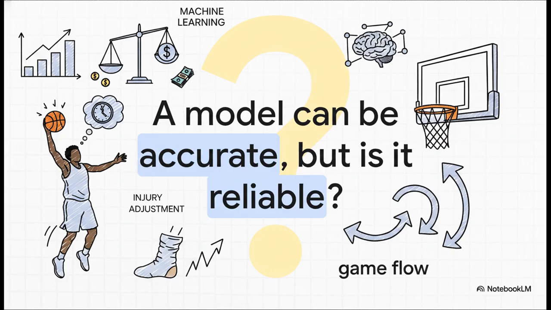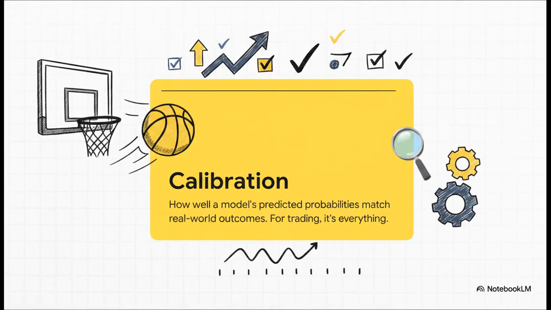It gets game flow, it adjusts for injuries on the fly, but that leads us to a really, really important question. A model can be pretty good at picking winners, sure, but is it reliable? Can you actually trust its numbers? And that brings us to this idea of calibration.